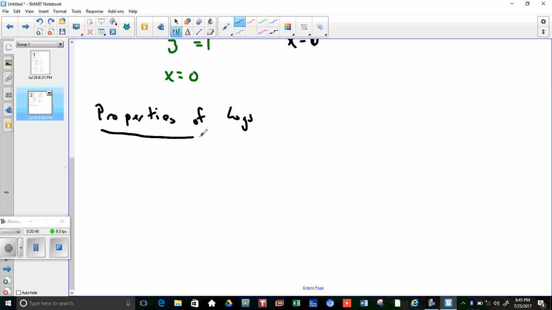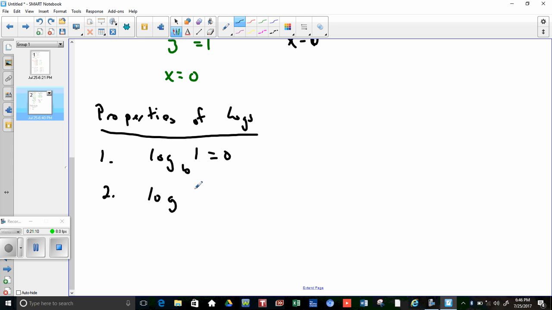Properties of logs. All right, so one of the first properties that you need to know is that the log of 1, doesn't matter what the base is, is always 0. And again, anything raised to the 0 gives you 1. So if you think about it in terms of an exponential, that makes sense.